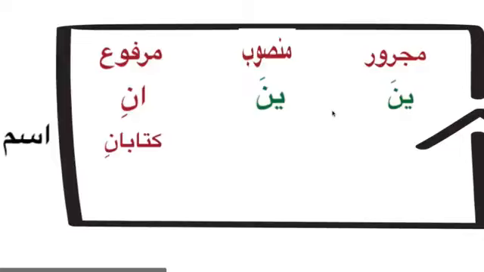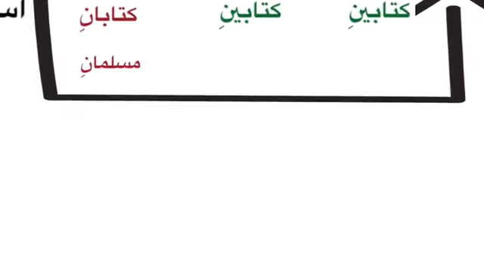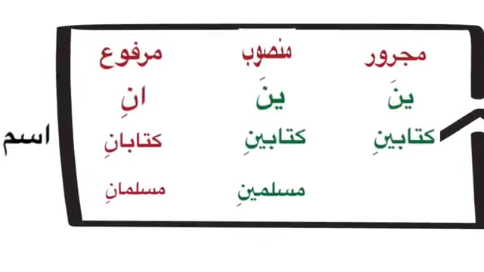For example, if you say kitabani, kitabaini, and kitabaini. Muslimani, muslimaini, muslimaini. So this is how you identify the duals in the marfu, mansub, and majroor forms. We know what comes before tells you whether it is marfu or majroor, but in both situations it looks the same.